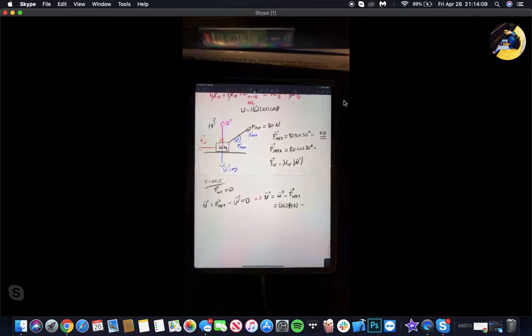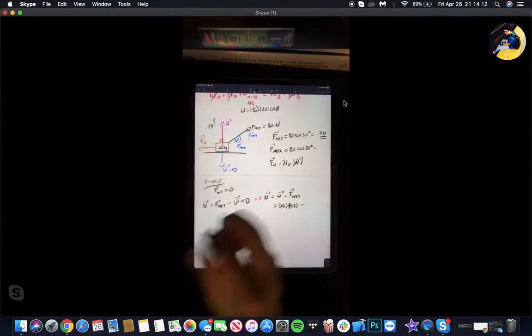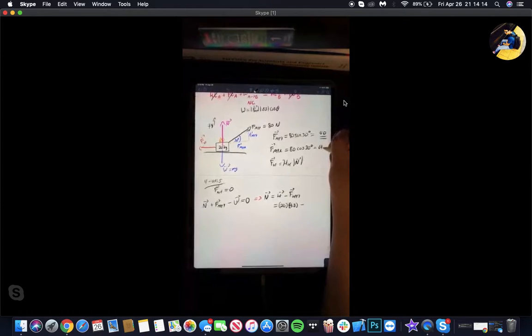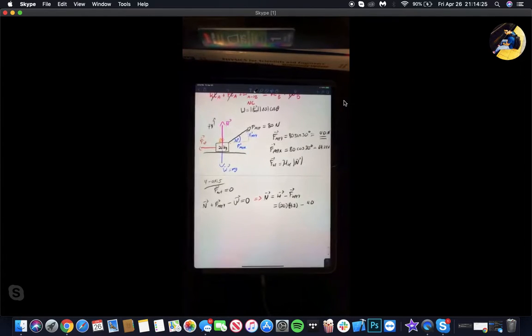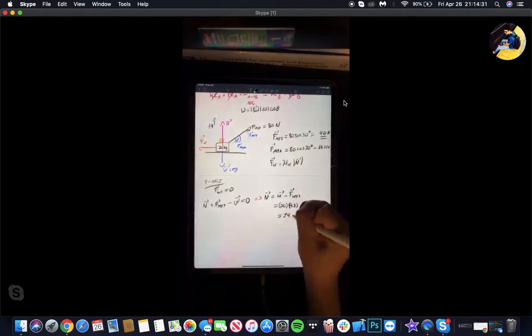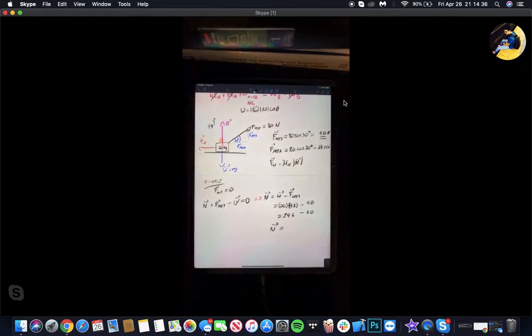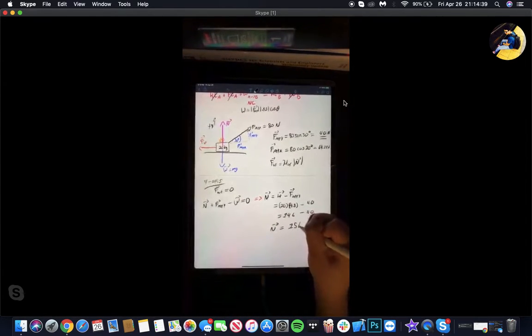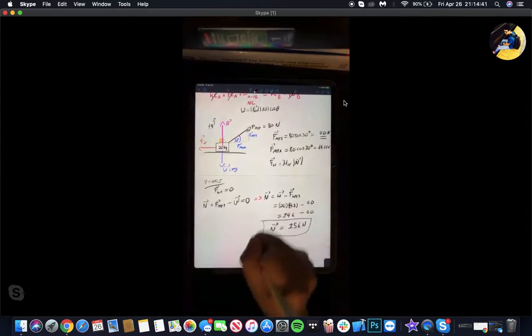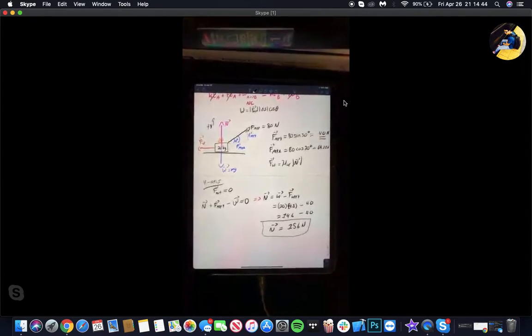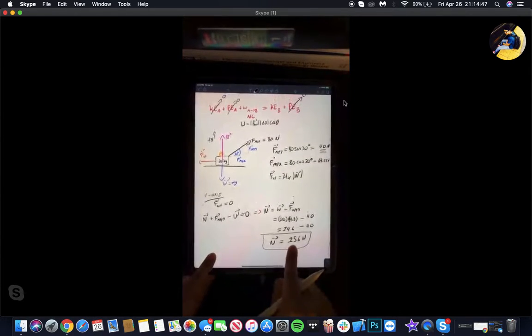And 80 cos 30 is 69.28 newtons. So this will be minus 40. 20 times 9.8 is 196, minus 40, so the normal force is 156 newtons. We found the normal force, but that's not what they're asking us. Now we can plug it in.